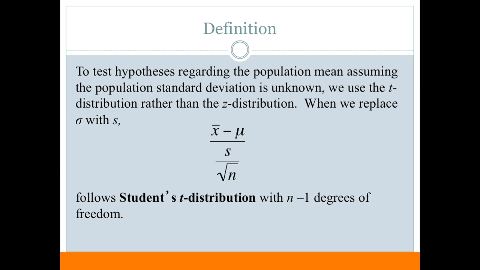In order to test hypotheses regarding the population mean, assuming the population standard deviation is unknown, which typically it is, we're going to use the t-distribution instead of z. And we talked about why in the last video. But when we replace sigma with s, we have this test statistic here, x bar minus mu divided by s over the square root of n, which follows a student's t-distribution with n minus 1 degrees of freedom.